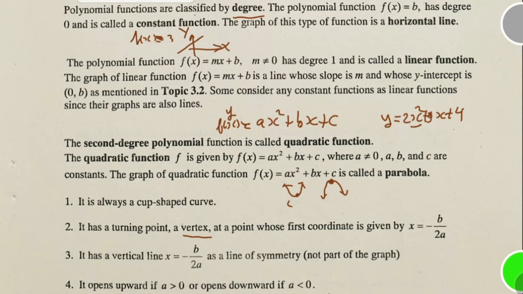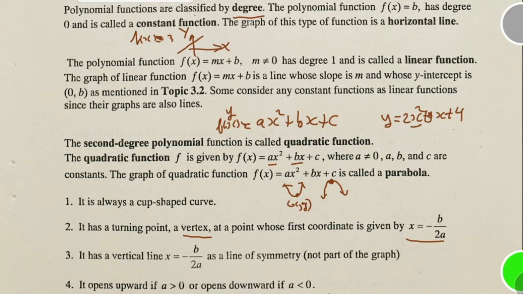So the vertex has an x value and a y value. The x value of the vertex is given by this equation, negative b by 2a. Here a and b are the leading coefficient and the second coefficient. You note this. This is given by mathematics.